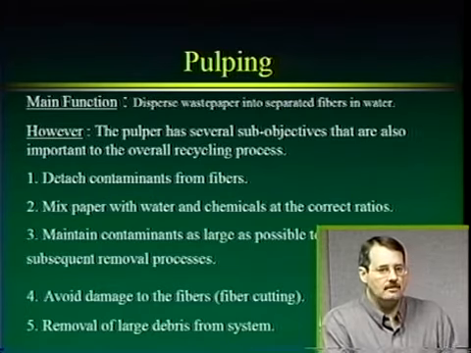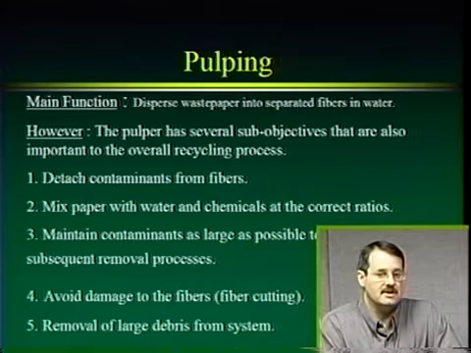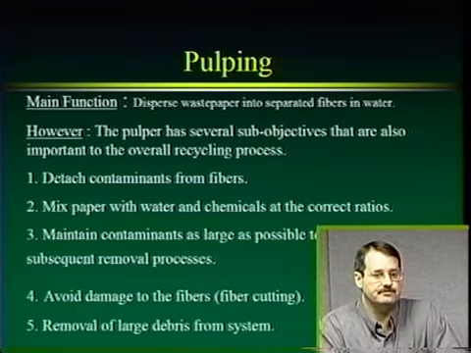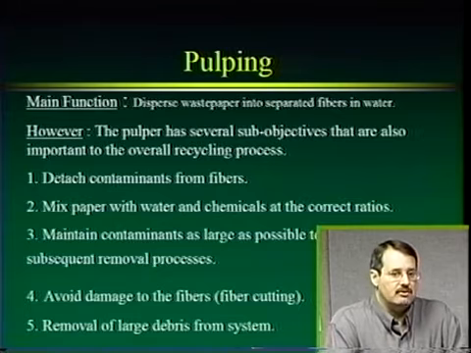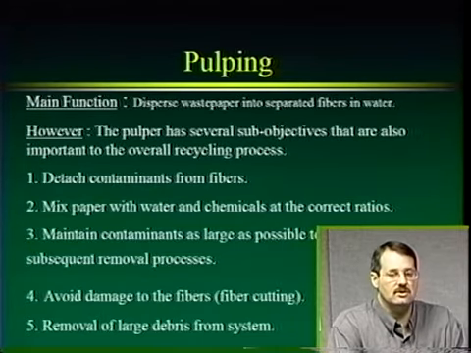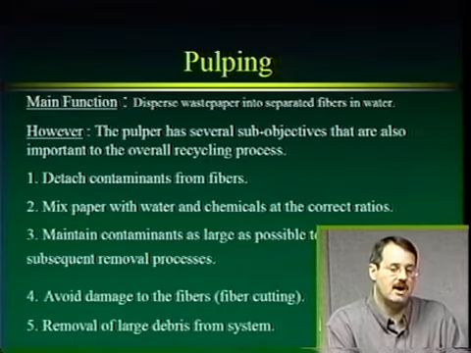Another objective of pulping is to maintain the contaminants as large as possible. The larger the contaminant is, like we talked about in the lecture last time, the easier it is to remove because it has different size or properties relative to the fibers. The fourth objective is to avoid damage to the fibers. As we said, we can really destroy the pulp quality if we over pulp the material and cut fibers, generate fines.